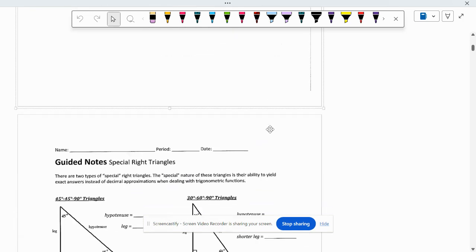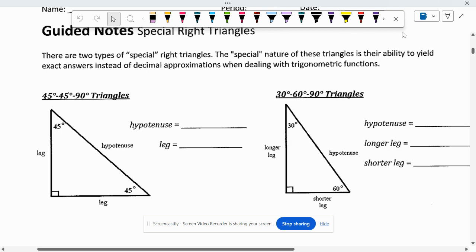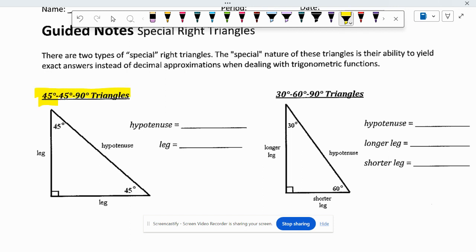Okay. So we're going to start right here on page 1 of our notes. It says there are 2 types of special right triangles. The first one is the 45, 45, 90. What do we know about it? We know that it has 2 congruent legs and 2 congruent angles.